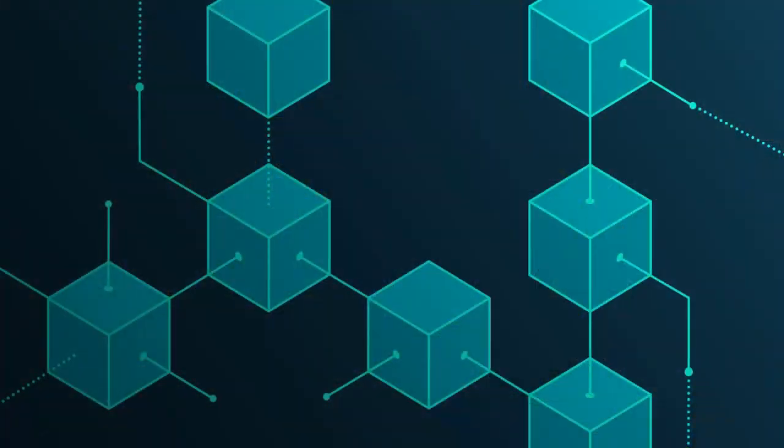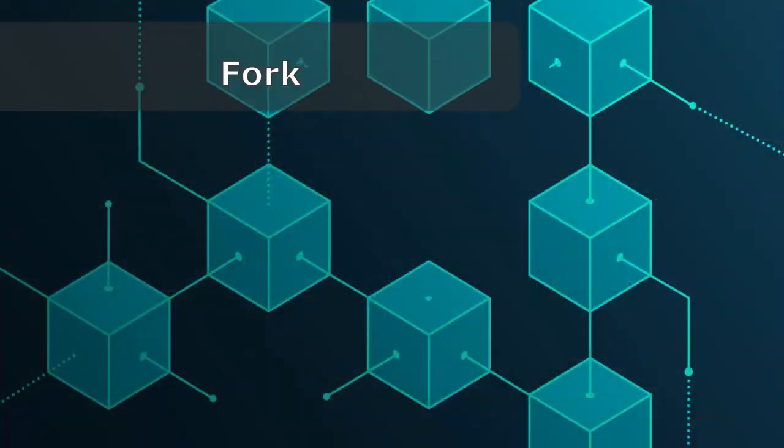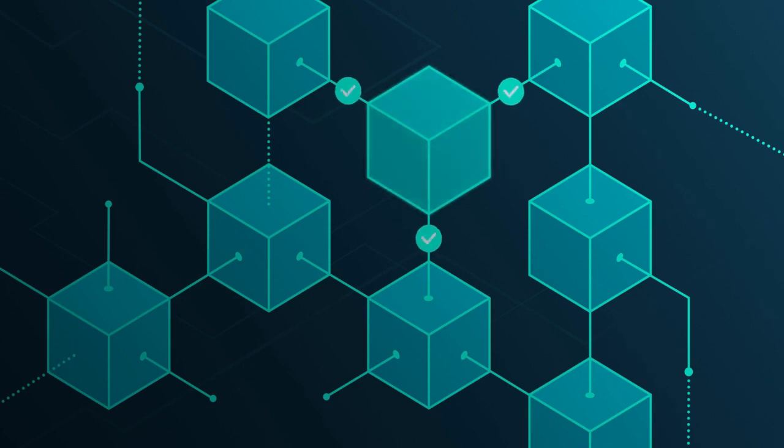Let's move on to term number 12, fork. A fork is a change to the blockchain protocol that creates a new version of the blockchain. There are two types, a soft fork, which is a backward-compatible upgrade, and a hard fork, which is a non-backward-compatible upgrade creating a new blockchain.